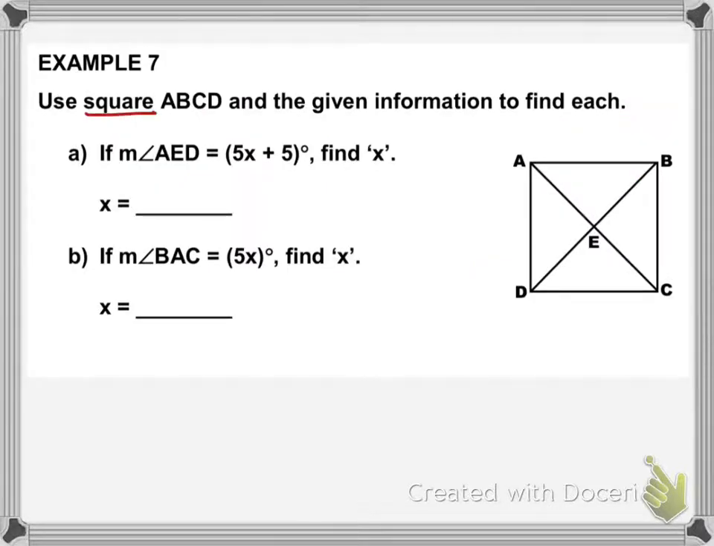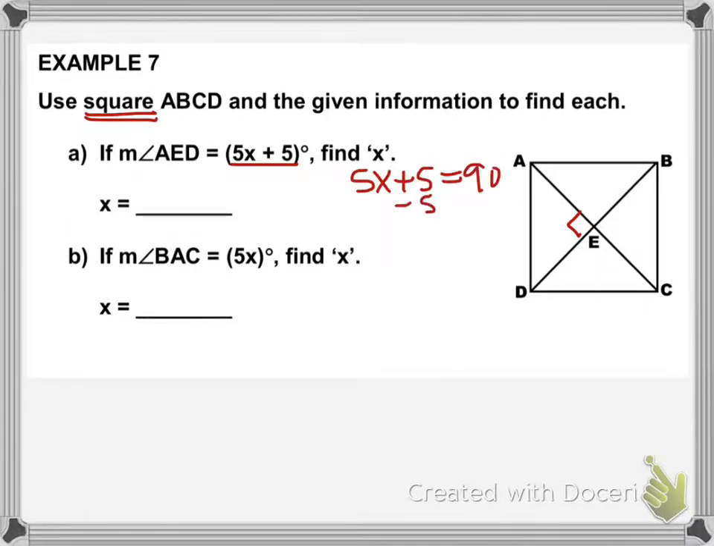And here's our last example. It says use square ABCD. So we know we have a square. And these look like they are dealing with angle measures. So it's either going to be 45 or 90, right? So it says, A says if the measure of angle AED equals 5x plus 5, that's this angle, we know it's a right angle. Find x, so we can say that 5x plus 5 equals 90. And then we can solve that for x.